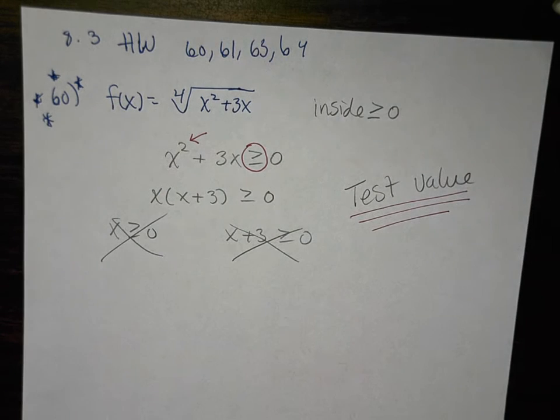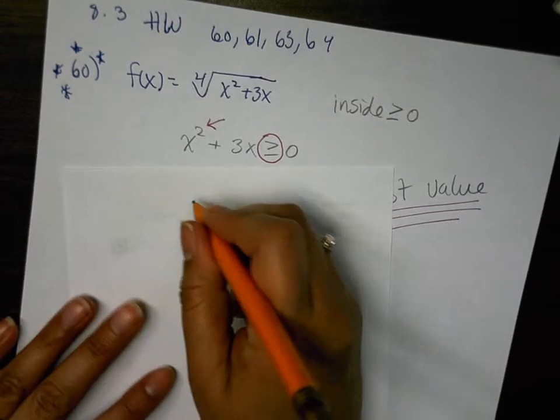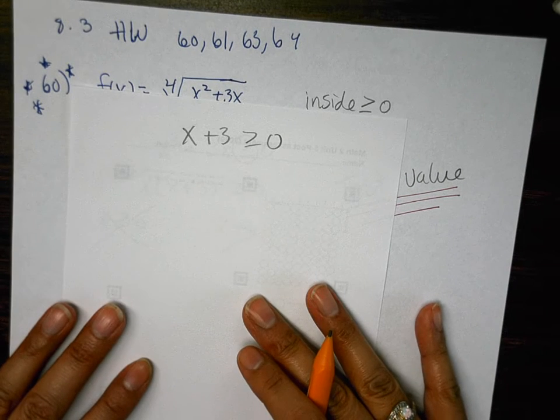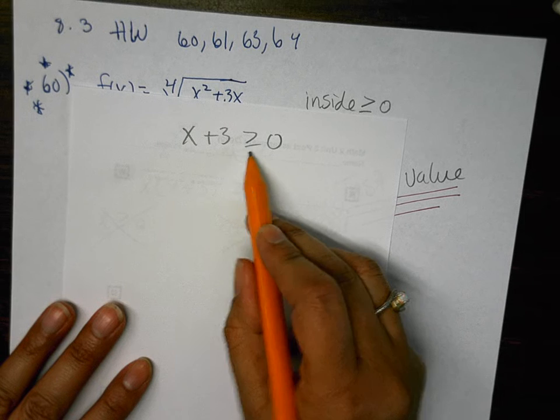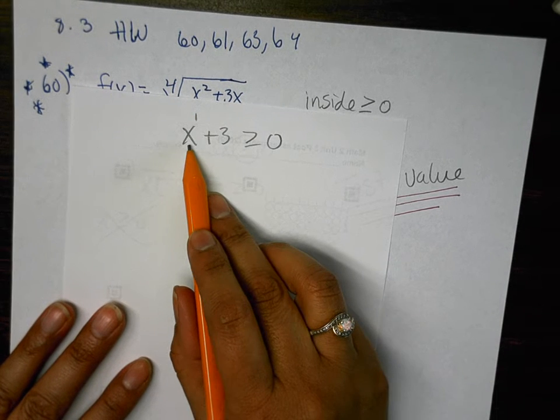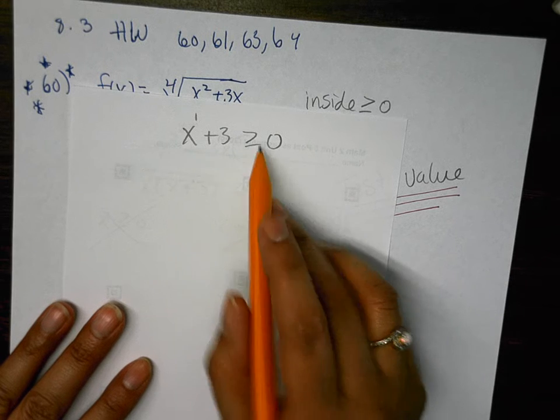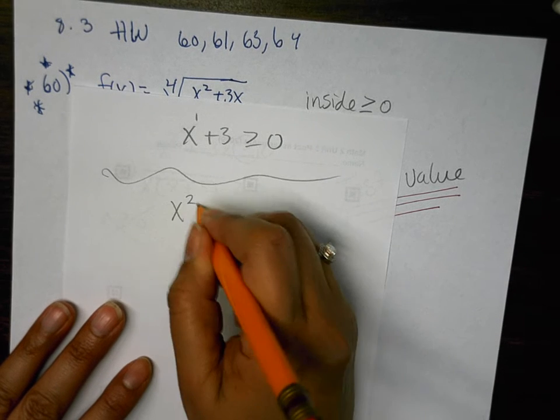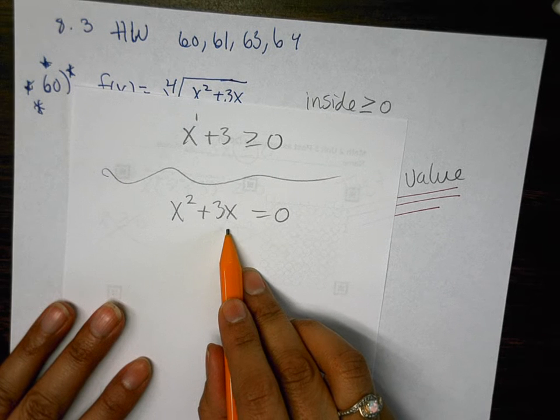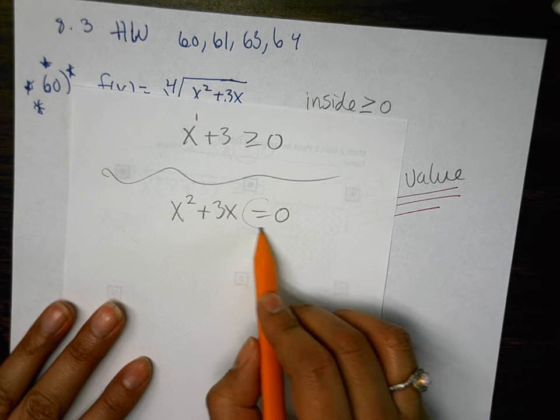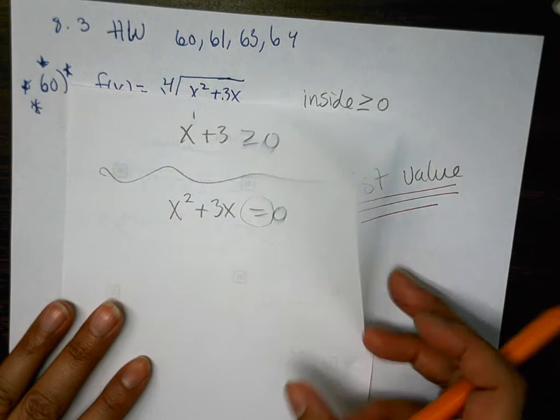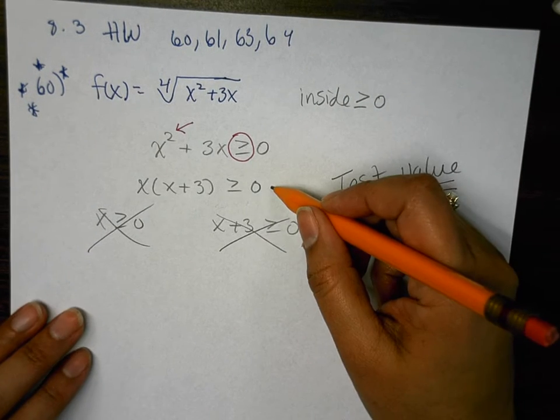So, first off, if I had something like this, x plus 3 is greater than or equal to 0, would that be a test value type problem? There's an inequality, but what's the degree here? There's no x squared or x cubed. It's just x to the first. This you would just subtract 3 and be done. What if I had x squared plus 3x equals 0? Would that be a test value problem? No, because there's no inequality. There's an equal sign. You just factor and solve. Do you see the difference between these two and the one we're dealing with right now?